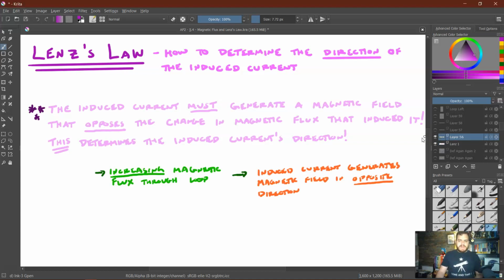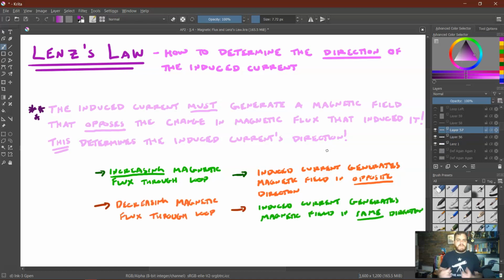So let's say there is an increase in magnetic flux going through the loop. Well, if there's an increase in magnetic flux going through this loop, then the induced current must generate its own magnetic field that will oppose that increase. Well, if it's going to the right, for instance, and it's increasing, to oppose that increase, it's going to generate a magnetic field that will be directed to the left, so going in the opposite direction of that initial field.